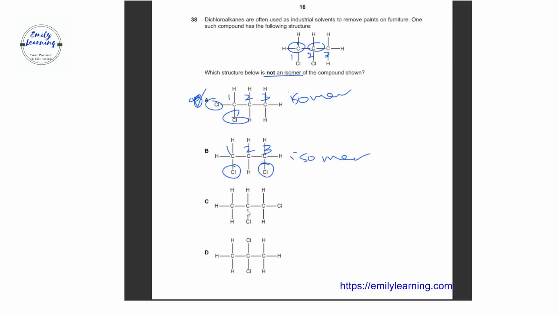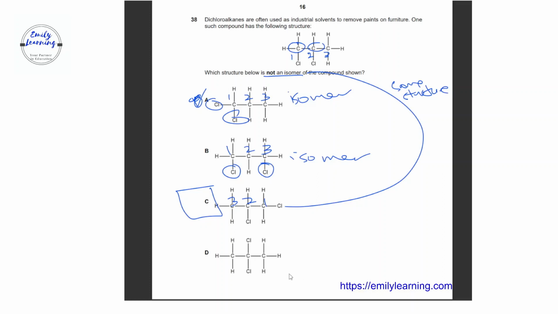Next, the Cl starts from here, right? So this is the first, second, and third. So the Cl is bonded to the first and the second carbon. So this Cl is also bonded to first and second carbon. So they are the same structure. So isomers must have different structures. Okay, so they are the same. So therefore C is the answer, because they are exactly the same molecule.